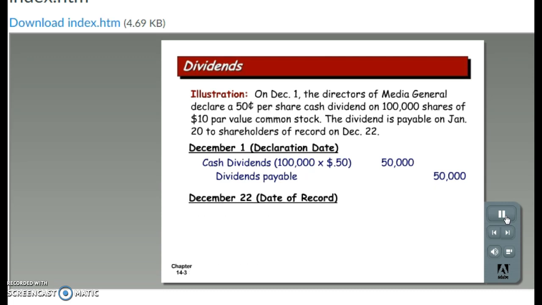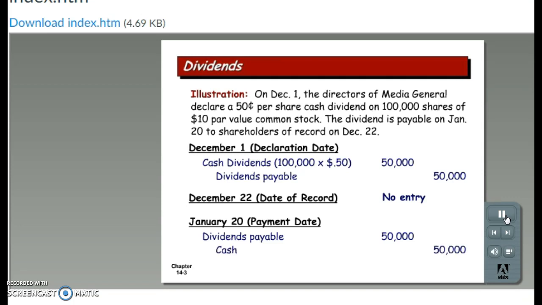The stockholders as of December 22nd, the date of record, will be the stockholders who will be paid the dividends. There is no journal entry recorded on the date of record. Media General's payment date is January 20th. As a result of the dividend payment, both the liability dividends payable decreases with a debit because the company no longer owes the stockholders, and the cash also decreases as recorded with a credit.